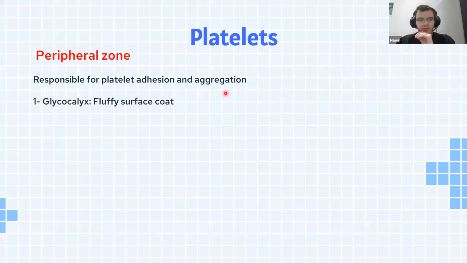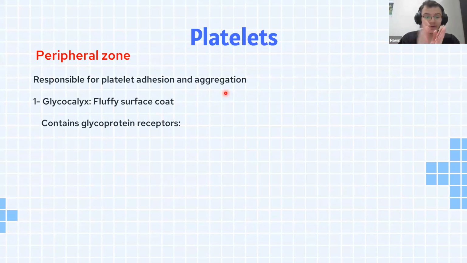Okay. Now, first part of the peripheral zone, again, our friend the glycocalyx. It's basically the negative coat that we said is around the vessels, but it's also found in the platelets. So what glycoproteins does it contain? Because remember, we said the glycocalyx is made out of glycoproteins and GAGs.